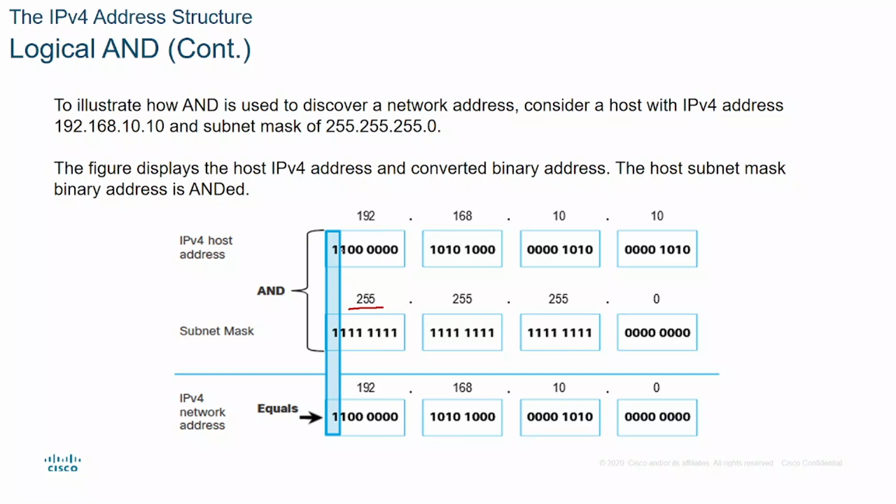So when we do 11000000 and 11111111, we're going to have what? 1 and 1. So 1 and 1 is 1. Remember, with AND, both of them must be 1 before you get 1. 1 and 1 is 1. All right. So 0 and 1, 0. 0 and 1, 0. So you can see we're going to have the same thing here. 192.